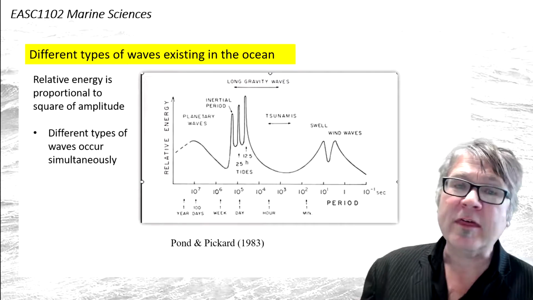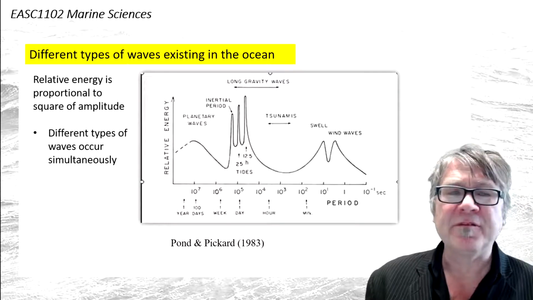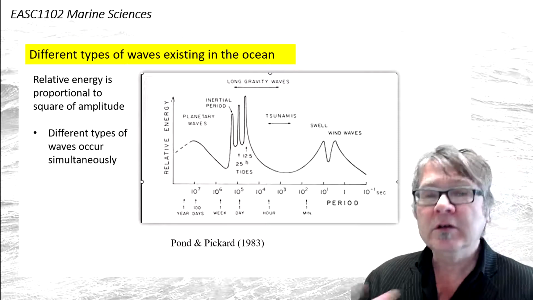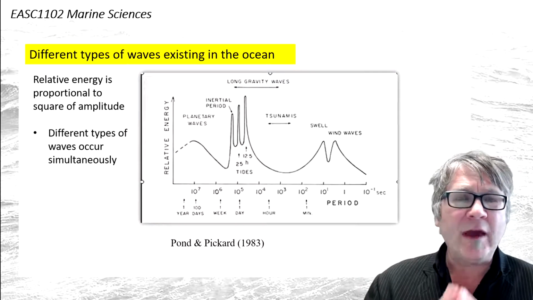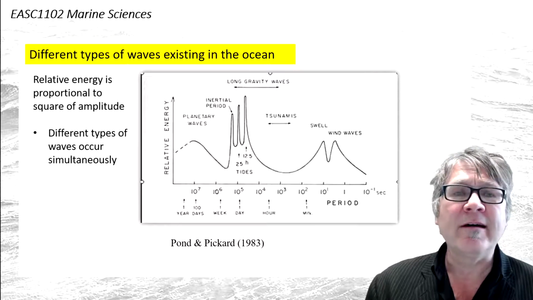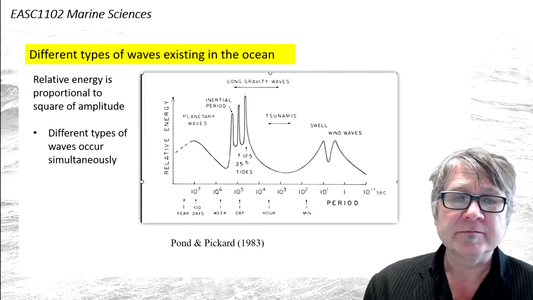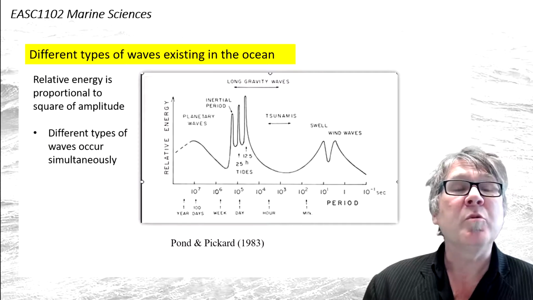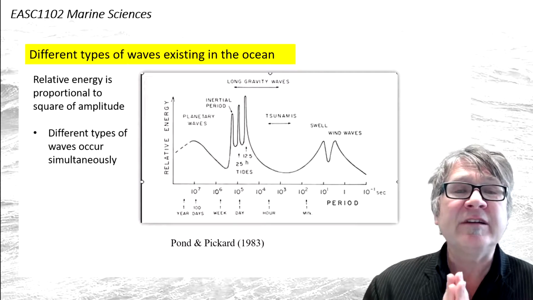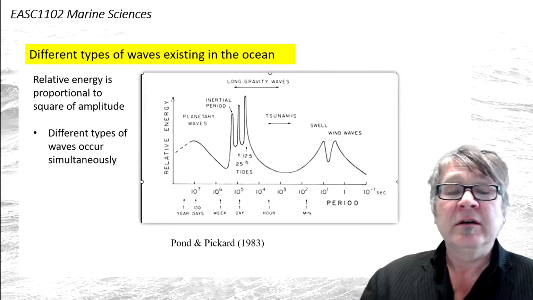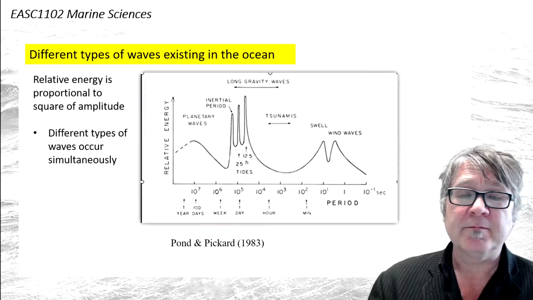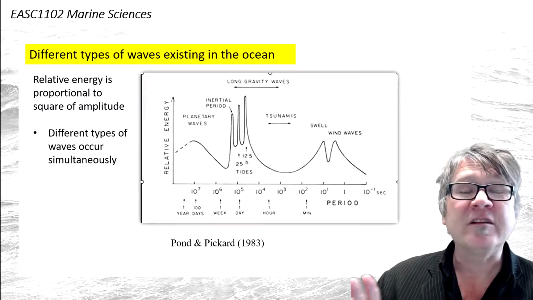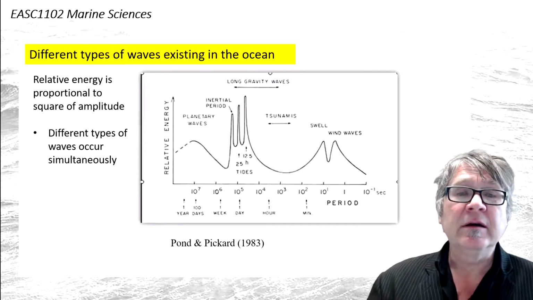So how do we know that there are these different types of waves? How do we know? Because we can actually distinguish waves according to their period. For example, we can identify tides, because they have specific periods.